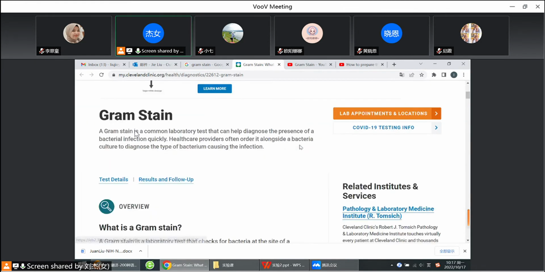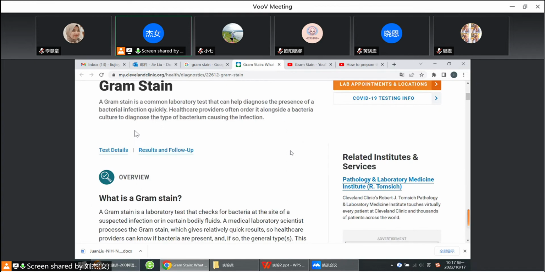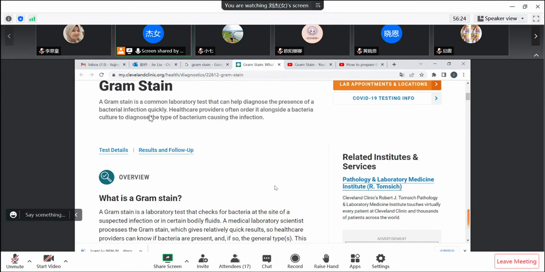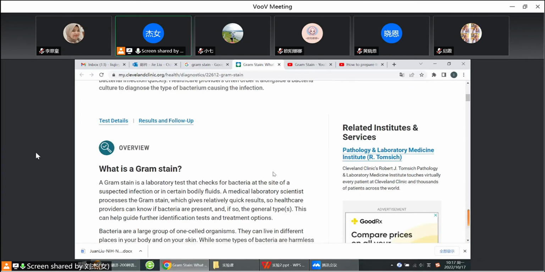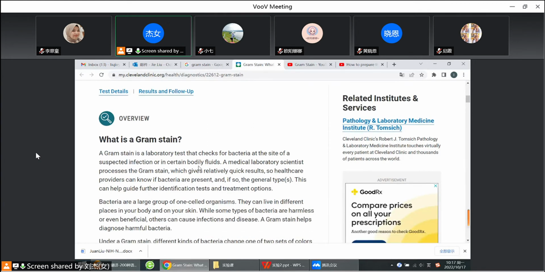This one is a general introduction to Gram stain. In this website, it shows what a Gram stain is, how to collect the sample, and so many things. So I think it's better we learn it on the website. First, what is a Gram stain?